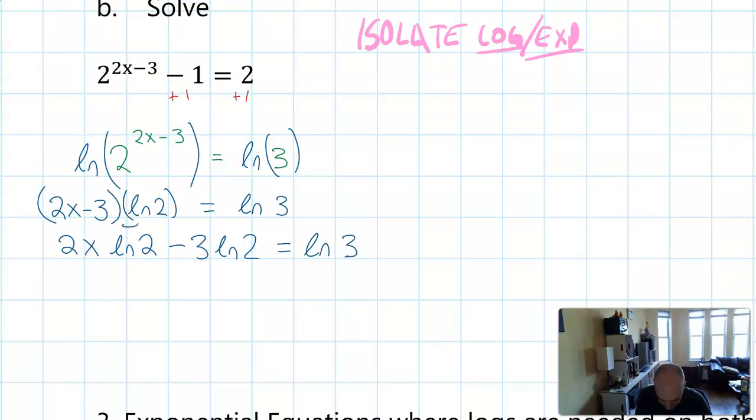I'm just distributing that natural log 2 to both terms. Now, I'm going to pay attention to what I'm looking for. I'm looking for x. So I need to add this to both sides. And even though it's a logarithm, there's no special properties about how you add it. You just add it like it's a number.